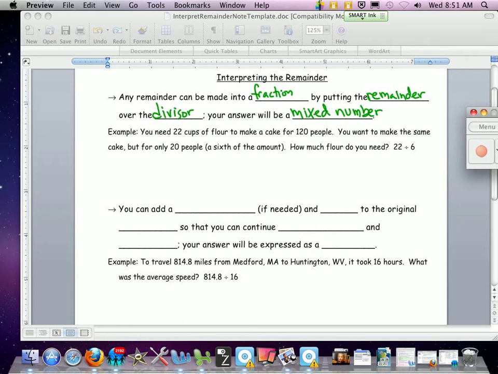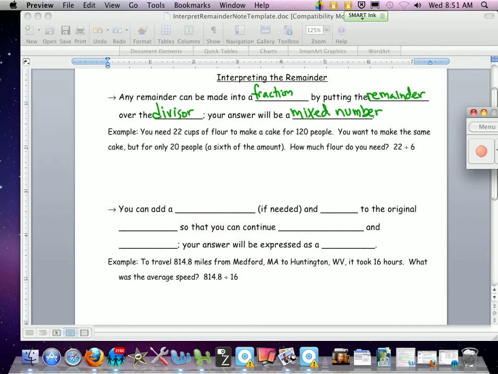The example here is a real life type situation where you would expect a fraction answer. Fractions are used a lot in baking and in cooking. Like if you ever helped out in the kitchen, you notice the measuring cups and the measuring spoons have fractional amounts. So in this example, you need 22 cups of flour to make a cake for 120 people.